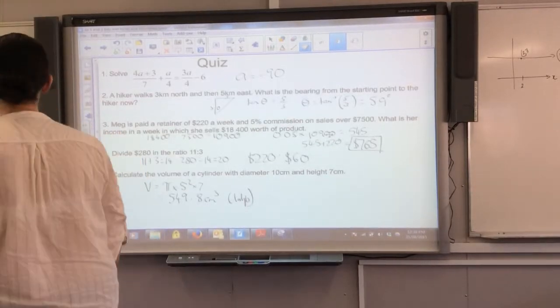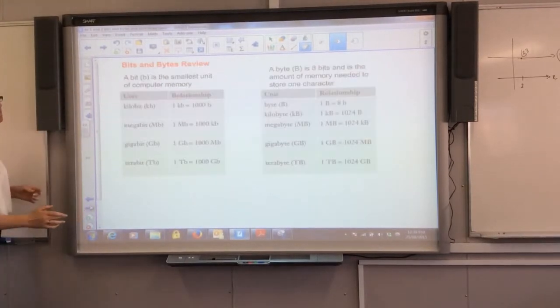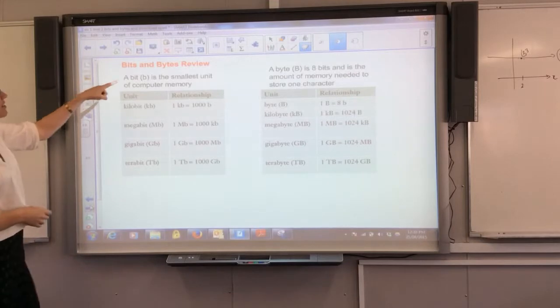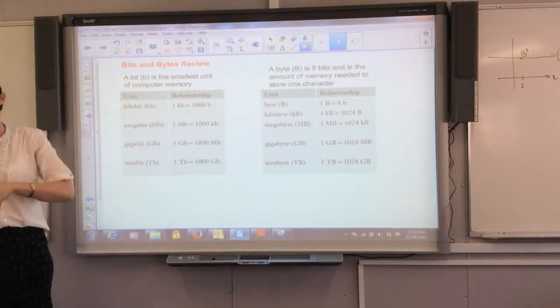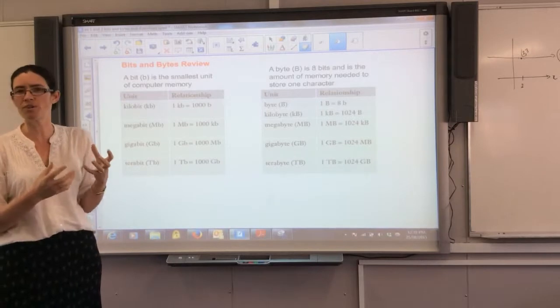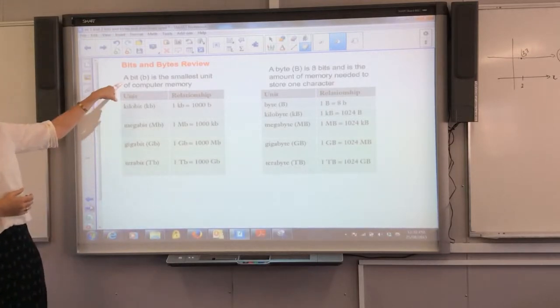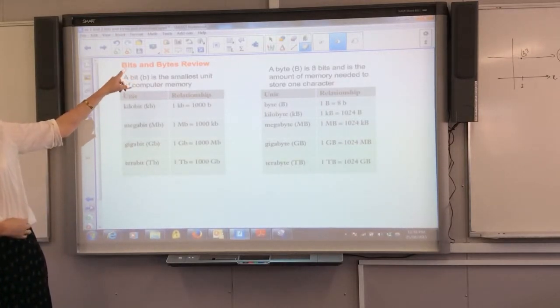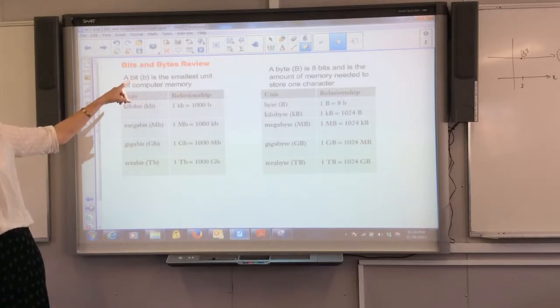Okay, so yesterday we looked at the concept of bits and bytes, which is how we store data on a computer. So we looked at a bit, which is the smallest unit of computer memory. So remember, bits were like the zeros and ones. Everything in the computer world comes down to just a whole lot of zeros and ones. So that's what a bit was, and it's represented by a lowercase b.